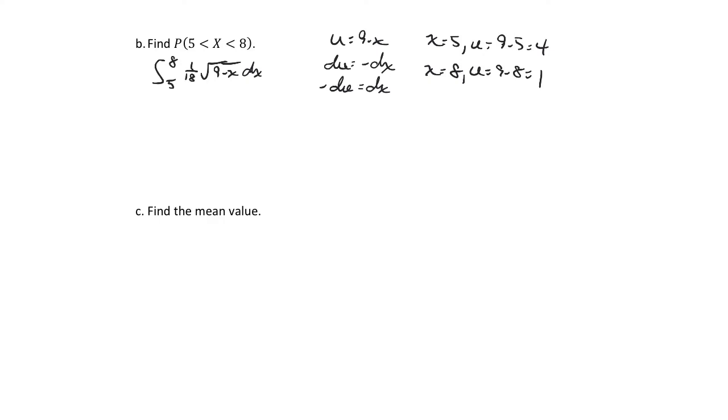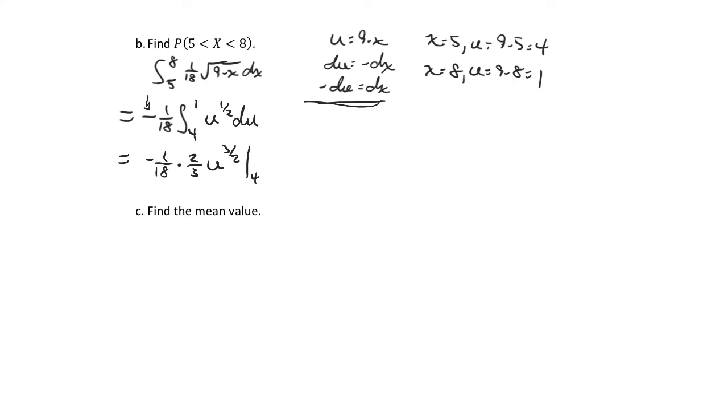So let's go ahead and make the substitutions. We end up with the opposite of 1/18. Instead of going from 5 to 8, we're going to go from 4 to 1. So integral from 4 to 1. We have the 1/18 pulled out front, and this is u to the 1/2 du. The negative associated with the dx is out front. And so we end up with negative 1/18 times 2/3, because it's u to the 3/2 from 4 to 1.